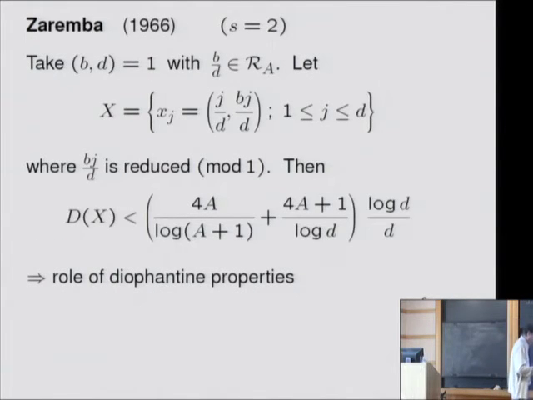So now, what did Zaremba prove? Well, he showed that if we take the following set of points in the square, so we are taking j over d, I mean, this is the natural thing to do, j goes from 1 up to d, and then you multiply here with b, so you do a reduction mod 1. You get a sequence there in the square whose discrepancy is going to be bounded by log d over d up to a prefactor that is clearly going to depend on this capital A, which is the bound on the continued fraction expansion. So there you see that it's of some interest to have a control of that.